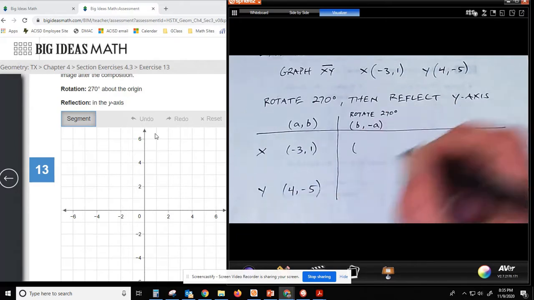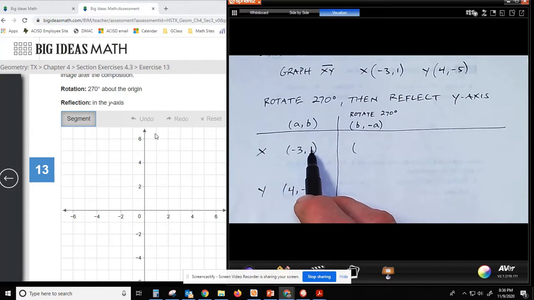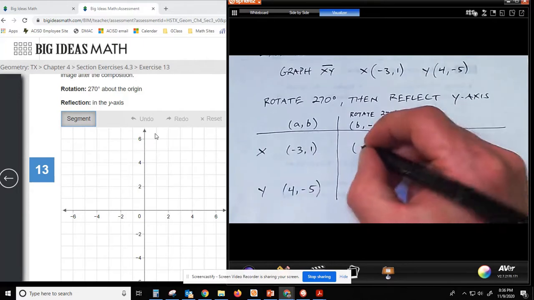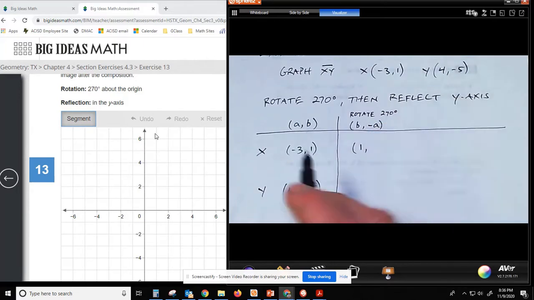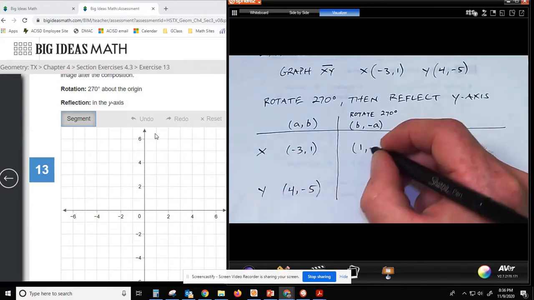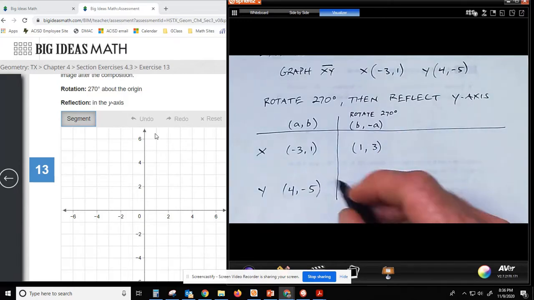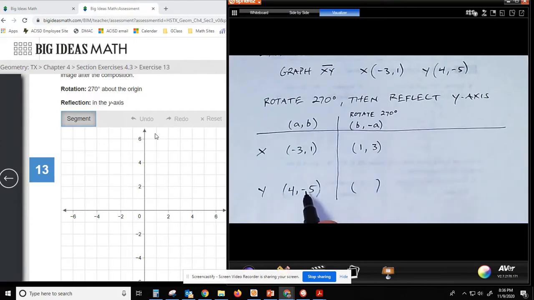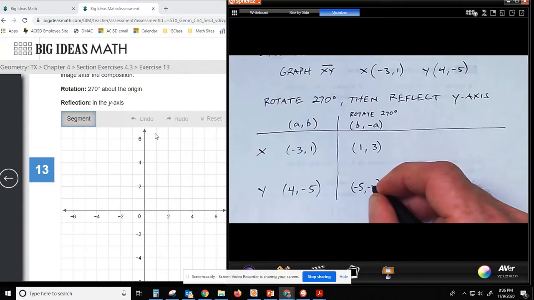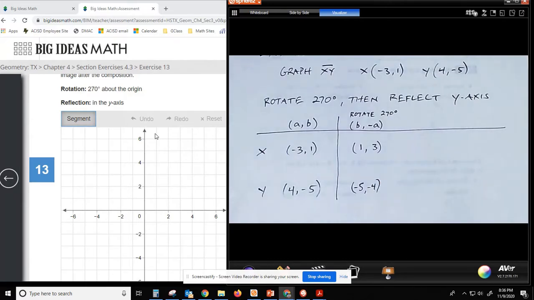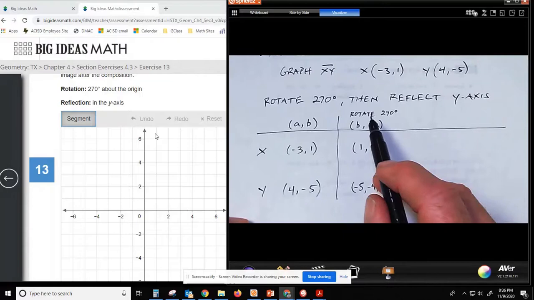Okay, let's go with this one. This is the second, the B, that becomes the first over here. This is the first on the left. It becomes a sign change there: (1, 3). Same down here: -5, that's the B position, becomes the first, sign change for the other, comma, -4. All right, we have done the rotation. We're done with it.